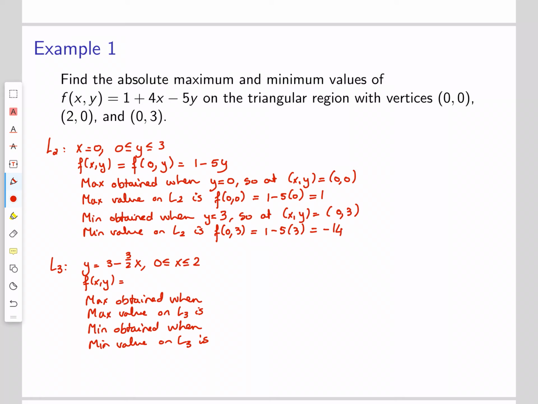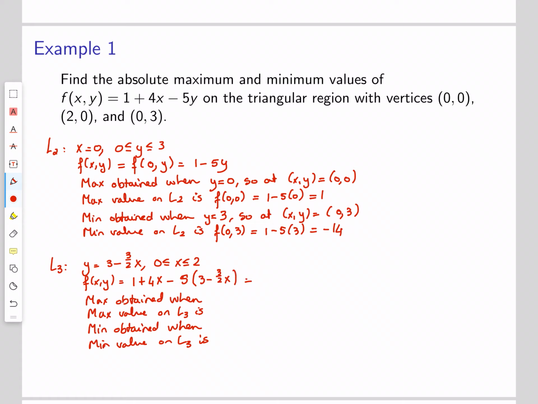All right, now the last one, that one looks to be the most complicated, but it's actually just as straightforward. I always like to say, as long as you follow your nose, you just go through the steps and you'll figure that out. So f at (x, y), under the restriction that y is equal to 3 minus 3/2 x, is equal to 1 plus 4x minus 5 times y, but y is 3 minus 3/2 x.